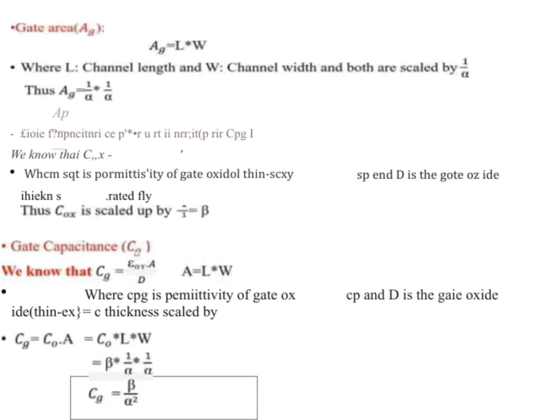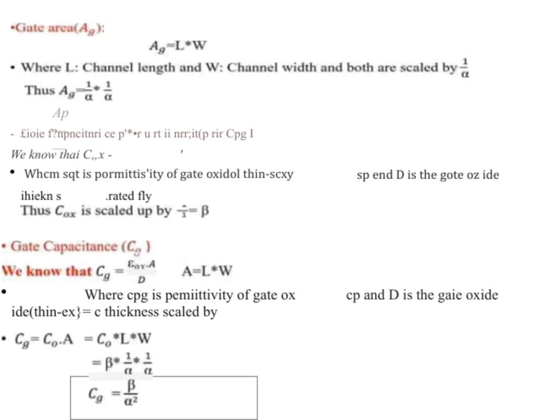Here, we're looking at the relationship between the gate oxide properties and capacitance in a MOS structure. We know that the capacitance per unit area, represented as C_ox, depends on the permittivity of the gate oxide material and its thickness. Essentially, the gate oxide acts like a dielectric in a capacitor, and its ability to store charge is influenced by how thick it is and the material's permittivity. Specifically, the permittivity, denoted as epsilon_ox, is a product of the relative permittivity of the oxide and the permittivity of free space.